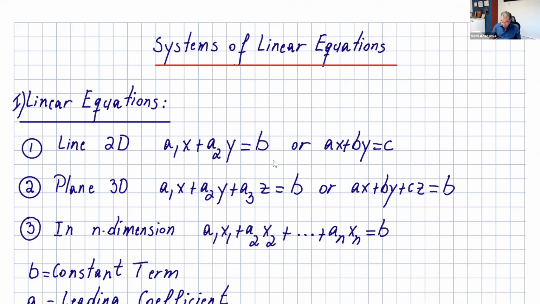All right, systems of linear equations. First of all, let's talk about linear equations. You have probably seen this before in two dimensions. When you write a linear equation in two variables, you can write that as a1x plus a2y equals b, or just ax plus by equals c. This is the equation of a line, and once you isolate it, you can get the slope and the y-intercept. We're not going to do that here. I just want you to see it works the same way.